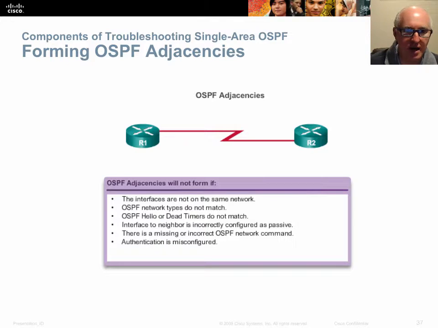We might also have a missing or incorrect network command. We might have, for instance, left out the network command for this network, and so that would tell OSPF that you didn't want it to include that network in OSPF, so it would not form an adjacency with the neighbor router. And finally, of course, authentication could be misconfigured, where you don't have a matching password on both sides, or you've only set up authentication on one side and not on the other.